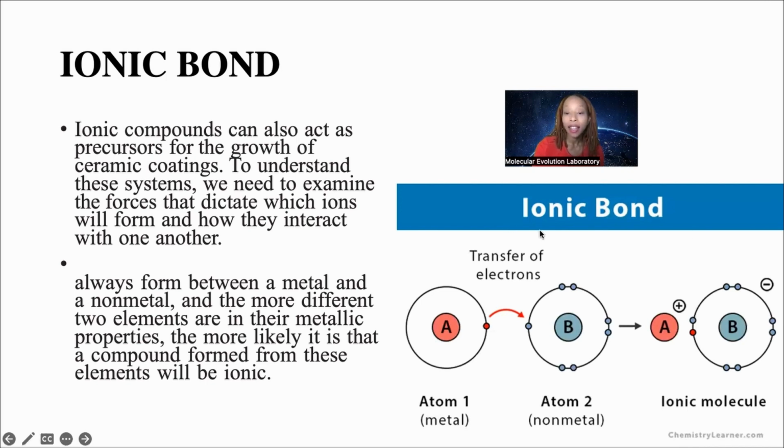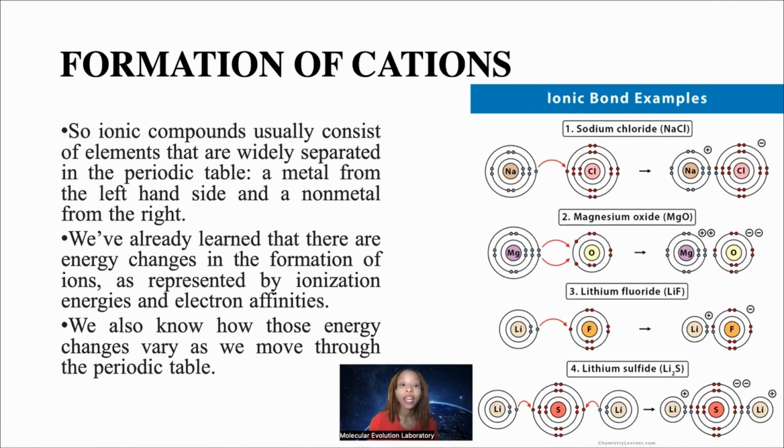So again, an ionic bond is when a neutral atom loses an electron. It has to be a metal and a non-metal that will then form an ionic molecule. Ionic compounds usually consist of elements that are widely separated on the periodic table. So it's like the right merging with the left. And remember that we have an energy change when an atom loses an electron. Ionization energy is required. When an atom gains an electron, electron affinity is released.